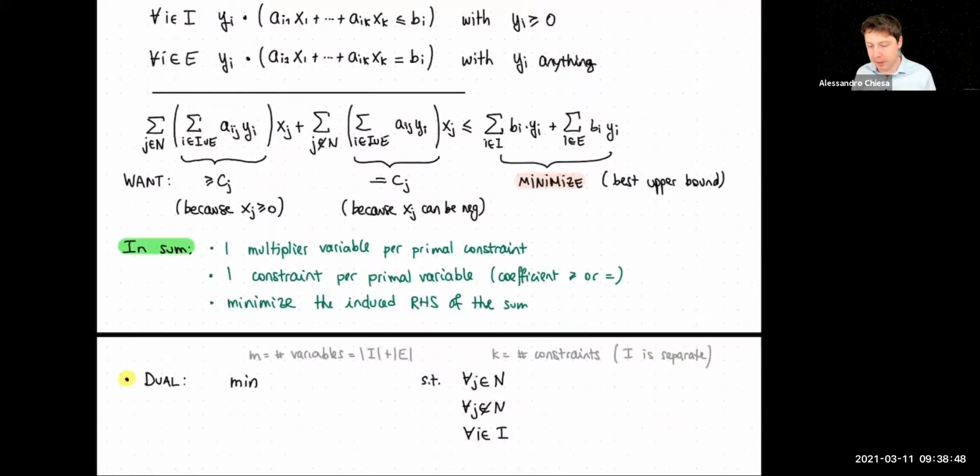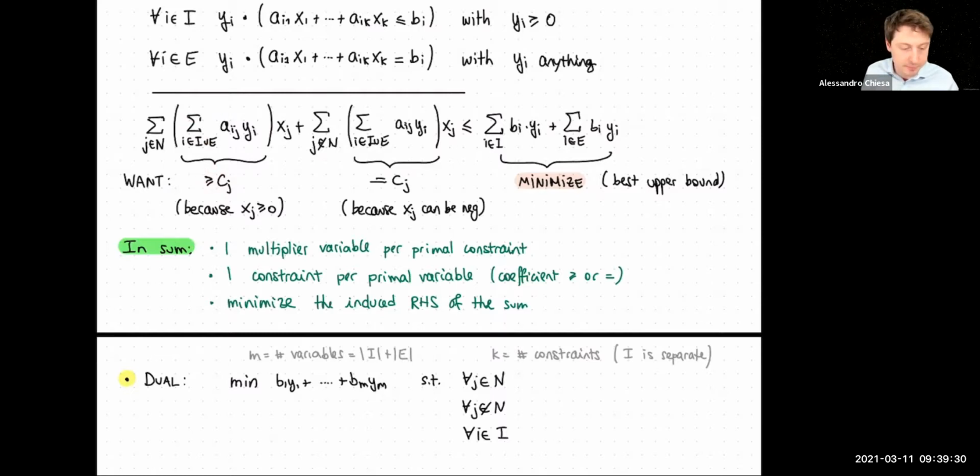Let me just keep it like this so we have good state. We're going to minimize b1 y1 plus up to bm ym. Okay, everything in I and everything in E, I had defined to be m, right? So I'm just writing it this way, okay? Subject to something. Well, for j in the non-negative set, we can write this expression has to be at least Cj, okay?